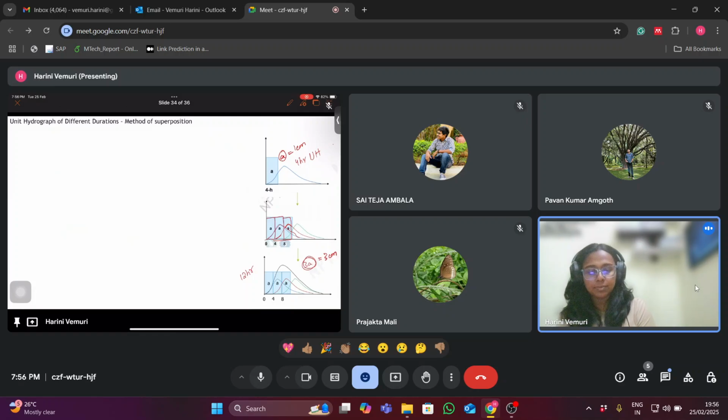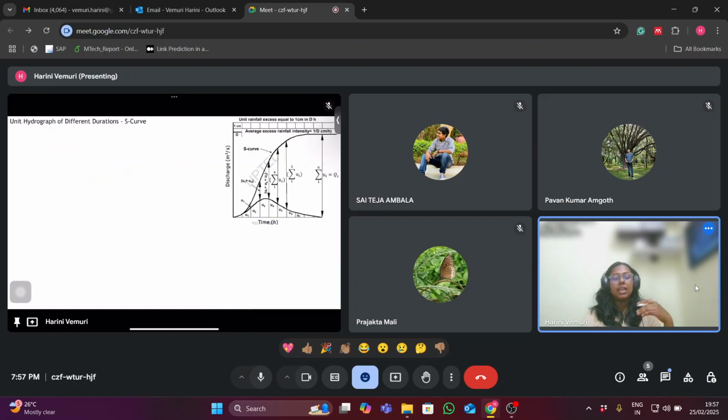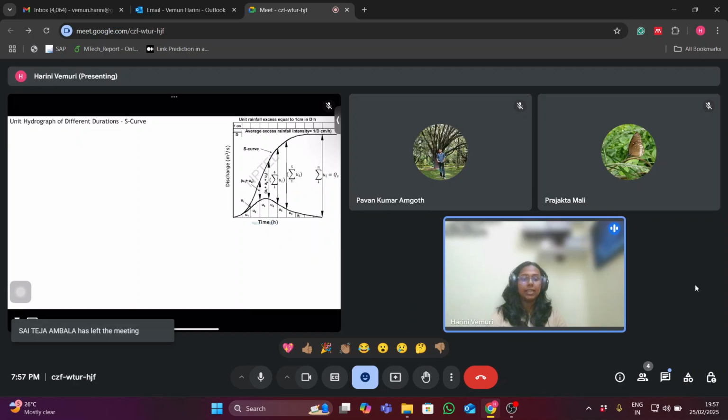So this is only possible when we are trying to develop from a D hour unit hydrograph an ND hour unit hydrograph where N is an integer. Only in this case can we use the method of superposition. But if the N value is not an integer, if it is a fraction, then what we can do is go with a method called S-curve.